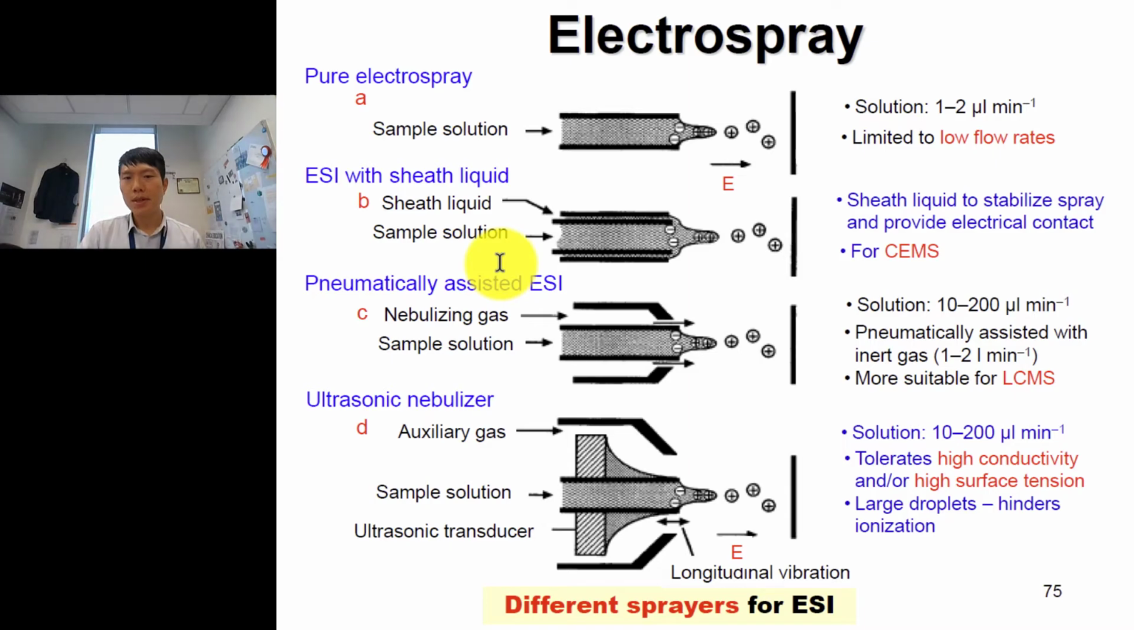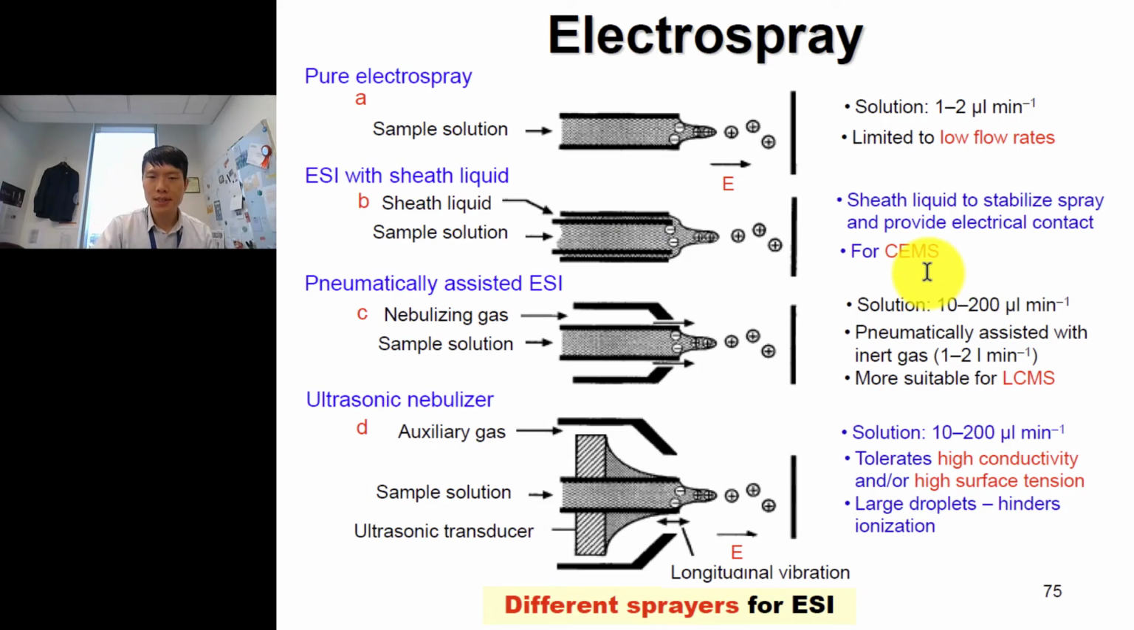So here we have different kinds of sprayers for ESI, just like different tools to make an electrospray. For A, the first one is a pure electrospray, where you have a sample solution here, the more simplistic one. This is good for 1 to 2 microliter per minute and for slow flow rate. Next, we have something a bit more complex because of engineering. We begin with pure electrospray and then we see how we can better it with high technology. One is using a sheath liquid. There's a sheath in the internal layer, and then we inject the sample solution within, and you see that it's longer, it can spin to a finer spray.